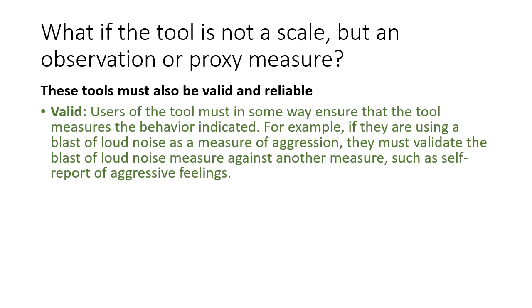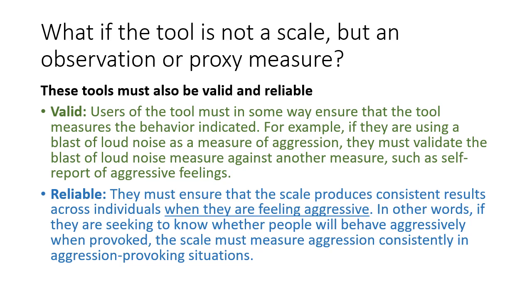What we might do if we're using that measure is we might, after the study, ask people to report how aggressive they felt at that time. And we would expect that self-report to correlate with the length and volume of the noise they made. And reliable, we must ensure that the scale produces reliable, consistent results across individuals when they're feeling aggressive. So we want to know whether people will behave aggressively when provoked. Then we have to measure aggression consistently in aggression-provoking situations. So does our tool, this loud blast, consistently measure aggression in those situations where someone might be behaving aggressively?